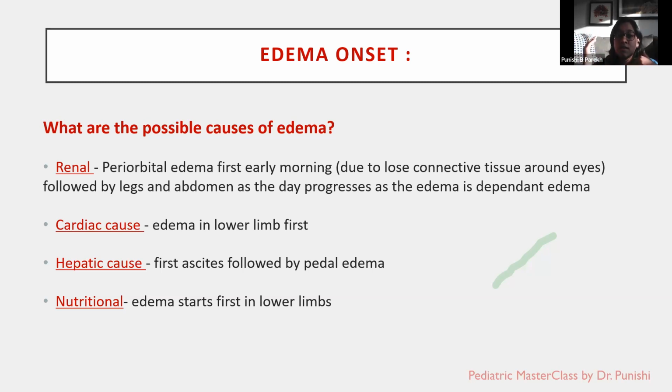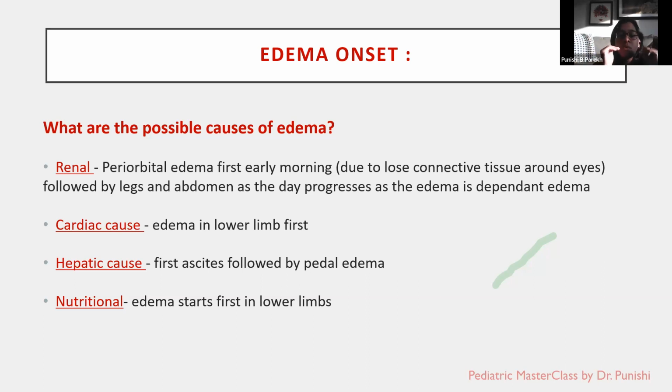So this is the reason why you need to ask your questions in detail about the onset and progress of the edema in a nephrotic or in any case, because it will give you an idea as to how the edema starts. Is there any diurnal variation? What part of the body is affected the most? And whether or not the edema resolves as the day progresses, or worsens, are there any other symptoms associated or not?